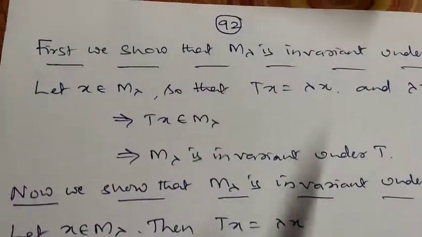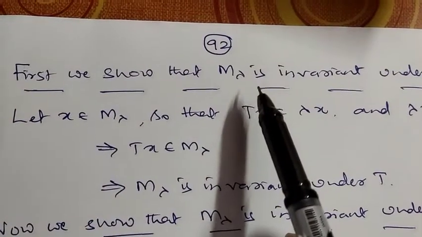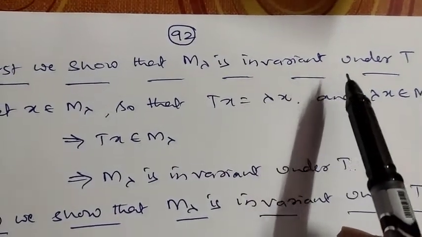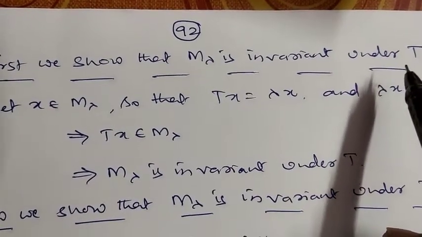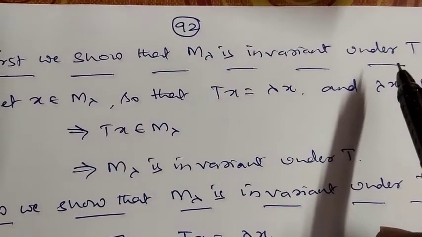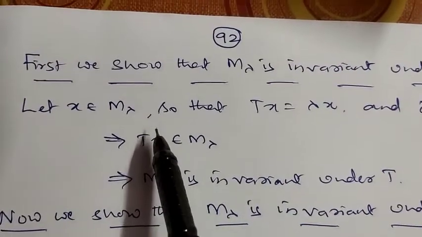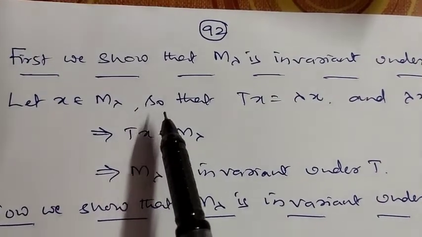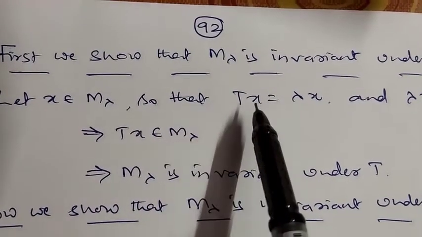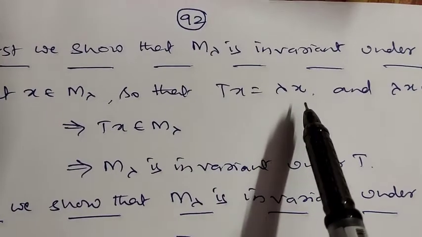Now let's come to the actual proof of this theorem. First we show M lambda is invariant under T. We need to show M lambda is invariant under both T and T star. So first we show M lambda is invariant under T. Let x belong to M lambda. By definition, T of x is equal to lambda x.